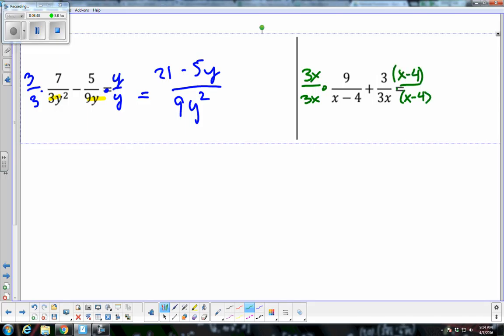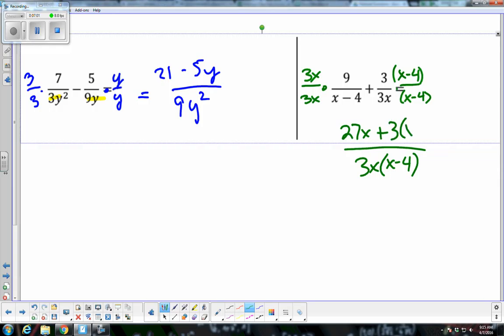Well, we know now the base will be 3x times x minus 4. We know that that will be the bottom of the fraction, the denominator. Now the top will be 3x times 9, that's 27x. And then over here, we got 3 times x minus 4. You distribute that. Well, here, we'll write the steps out. 3 times x minus 4.